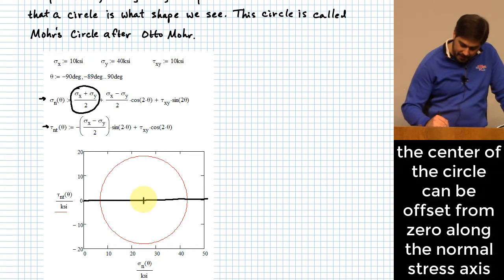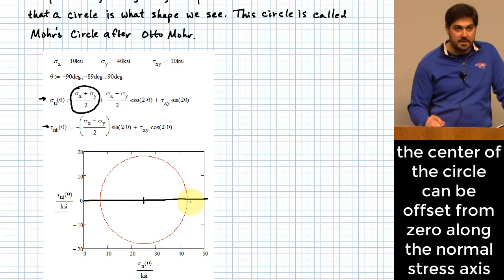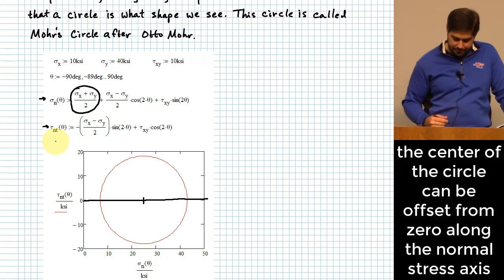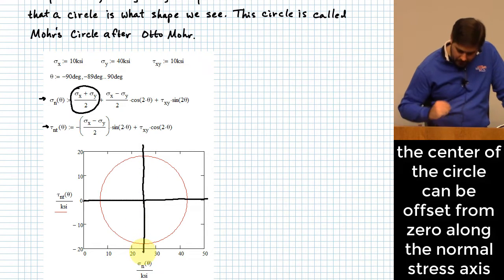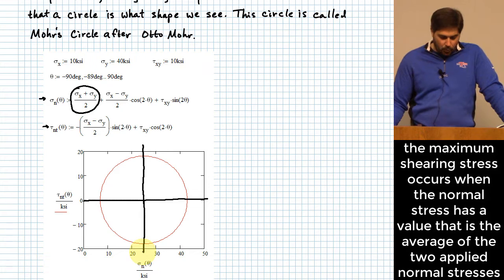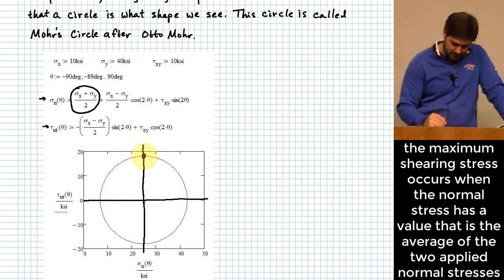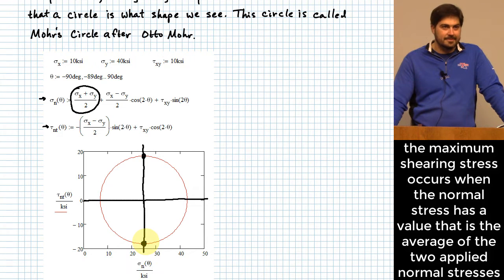That is why this point is shifted horizontally along the axis here, but there isn't such a thing that exists on the shearing direction, right? So it's always going to be on 0, okay? All right. Where does the maximum shearing stress occur? Up here or down here, right? Which is actually the same state of stress. All right? So that's kind of interesting.